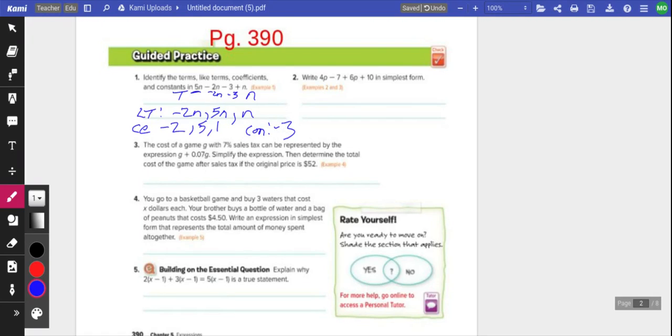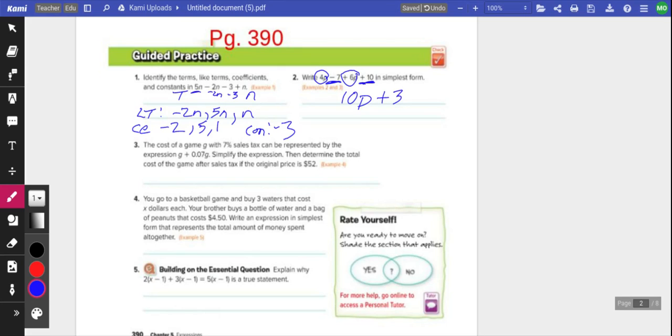Okay, so number 2, we're going to write 4p minus 7 plus 6p plus 10 in simplest form. Okay, so let's go ahead and identify our like terms. So I have a 6p and a 4p. Those are only p's in there, so that makes a 10p. And I have a negative 7 and a positive 10 to get a positive 3.